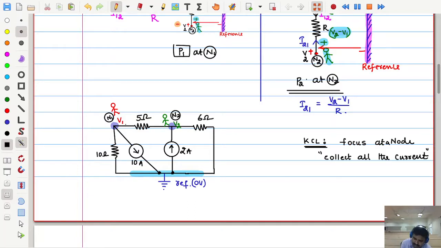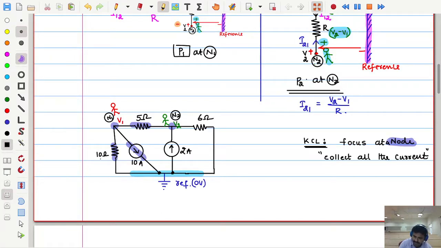You need to focus on how many members are connected at that corresponding node. At this junction, how many are connected? The 10 ohms, one guy, and 10 amperes and 5 ohms. Now let us see how much the current is for these three. Remember, whenever a current source is given, the current is readily available and you can take it directly. The current is already known. But for resistors, the situation is quite different. You need to do a little preliminary work.